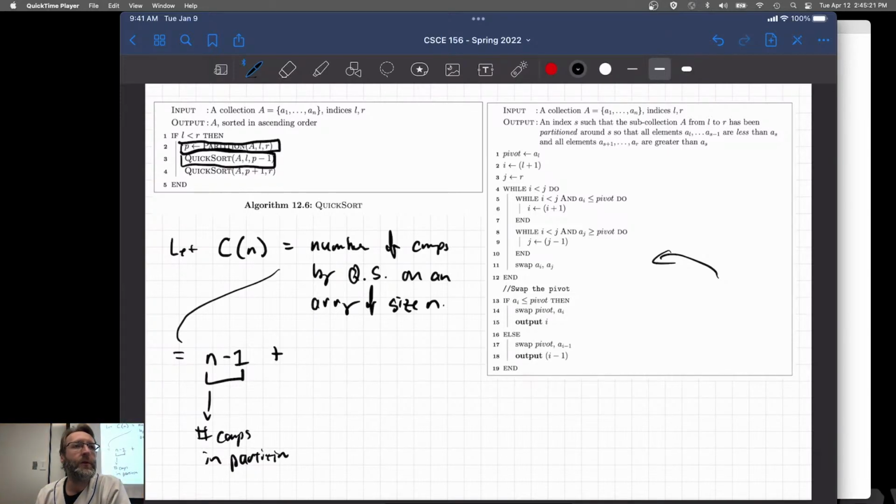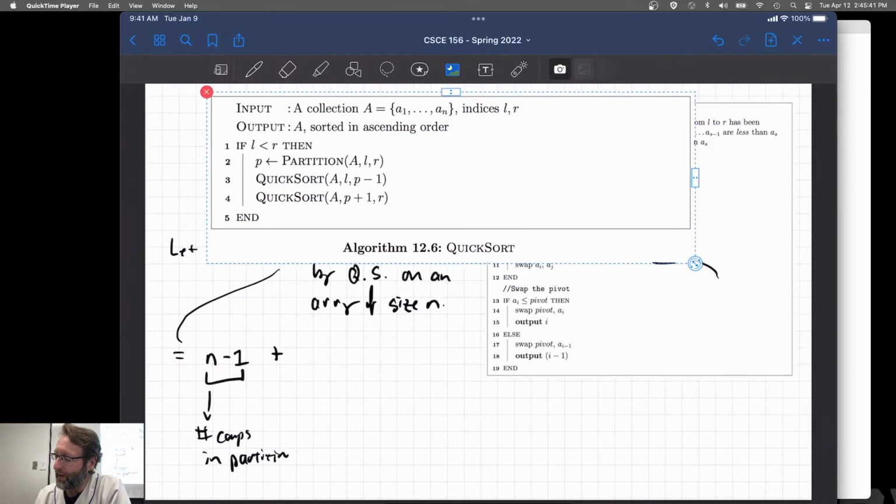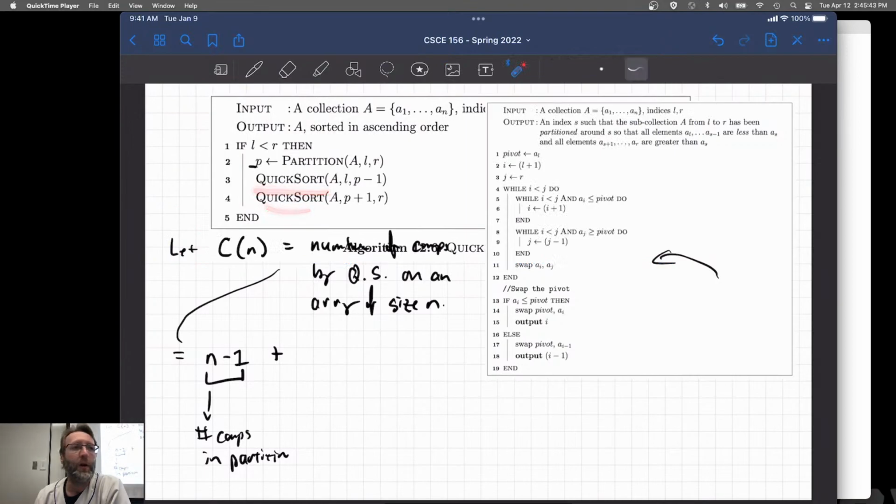Now, we still have two other things here. Remember, this comparison right here, L is less than R, is for the control structure of the algorithm. Don't worry about it. Okay? I've taken care of line 2. Now what about lines 3 and 4? Lines 3 and 4 being the two recursive calls to quicksort.